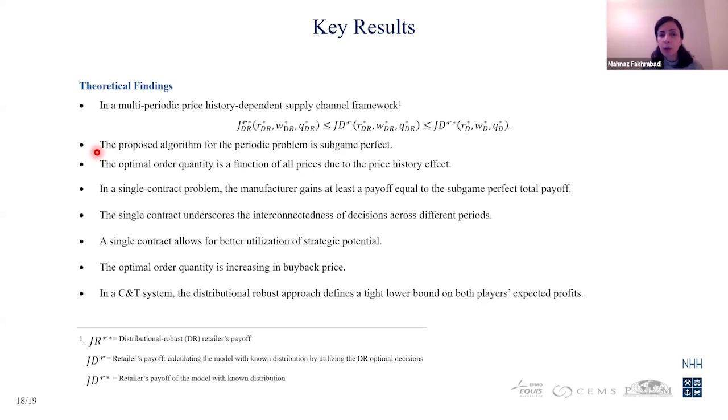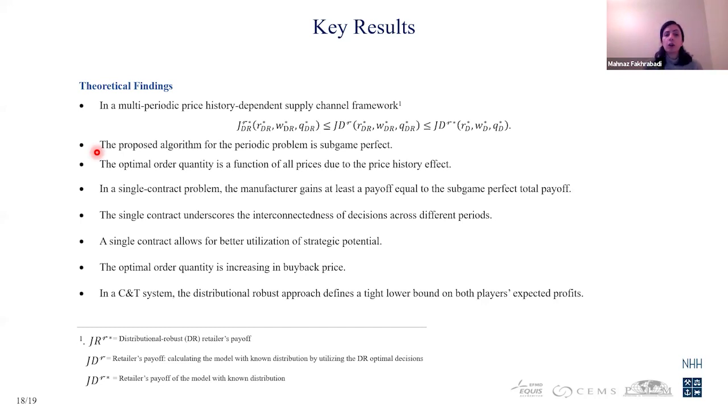In a single contract problem, the manufacturer gains at least a payoff equal to the subgame perfect total payoff. For the retailer, we didn't see any instances to show that the retailer may gain less. The single contract underscores the interconnectedness of decisions across different periods. So it might be one reason that the single contract can find the points that the periodic contract cannot go and find those points. A single contract allows for a better utilization for a strategic potential.